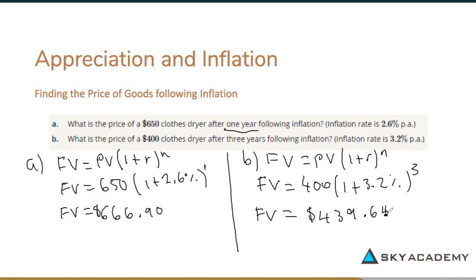And that's how you use compound interest to do appreciation and inflation. It's pretty much the same thing, but it's just being used in a different context.